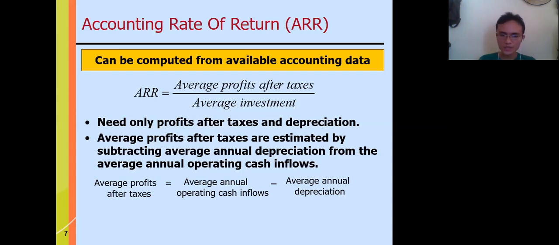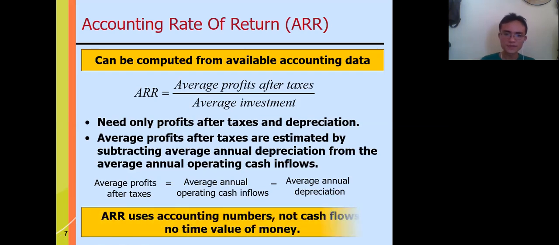That's what I've said. So basically, this formula is the manipulation of the one that we have known under the statement of cash flows, that average profits after taxes, in which depreciation is already deducted, but it's not a cash expense. So that's why we add it back to get the annual operating cash inflows. Okay. And that's the disadvantage of ARR, because ARR uses accounting numbers, not cash flows, no time value of money.